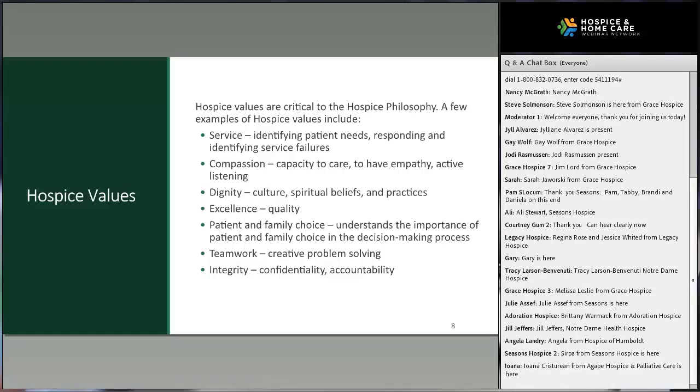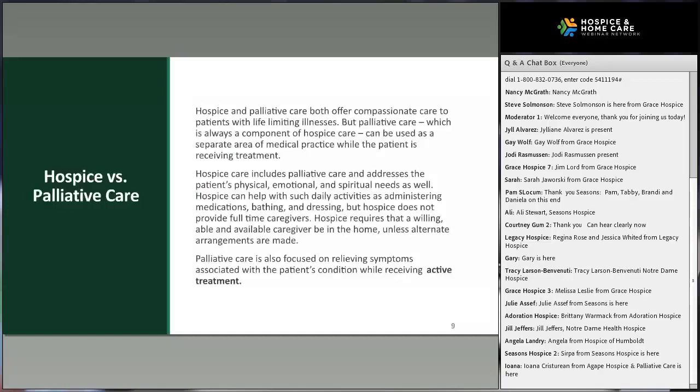And of course integrity, which is terribly important because integrity leads to confidentiality with the issues that we're dealing with, and confidentiality sometimes can actually even take place when you enter a home from one room to the next. So it's important to understand confidentiality comes about in many different ways, and accountability when we're looking at integrity.